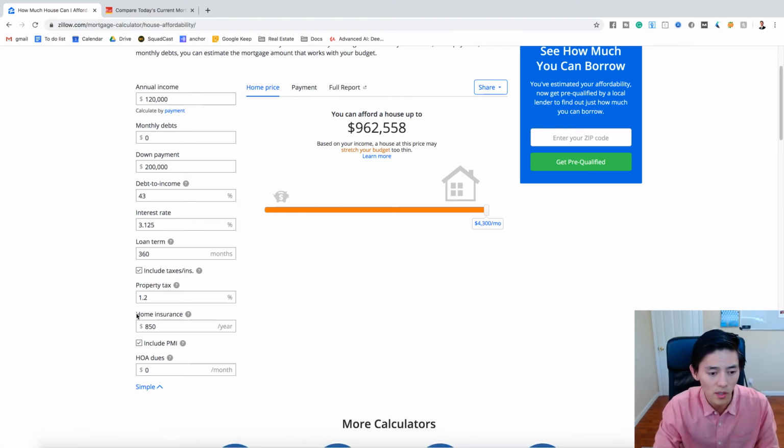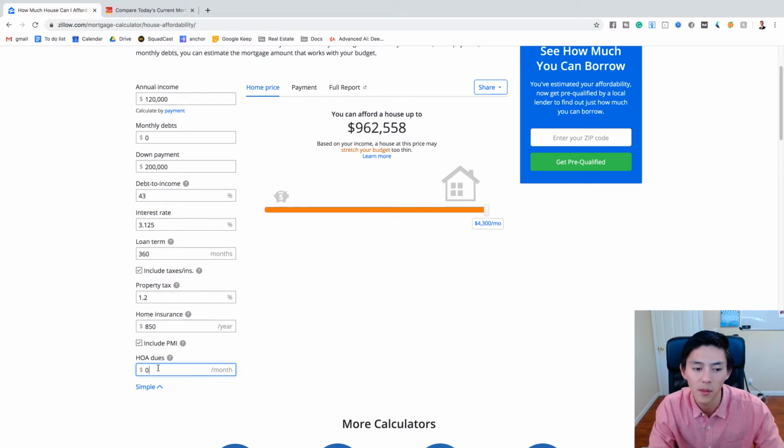HOA dues are also really important. So if you buy a single family home, there's typically no HOAs. But if you're buying like a brand new condo, then HOAs can go from between $400 to up to $1,000 a month. So in this example, let's assume that you're getting an HOA of about $450.